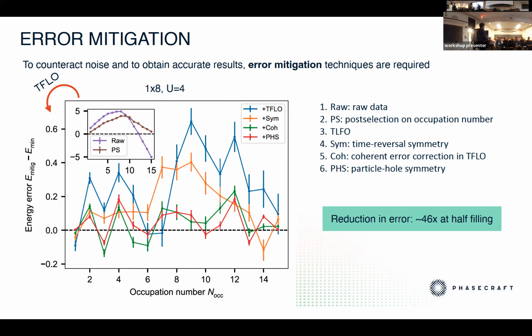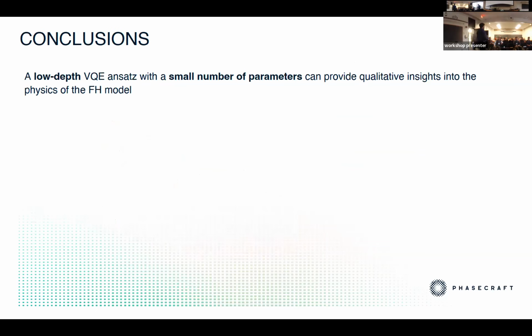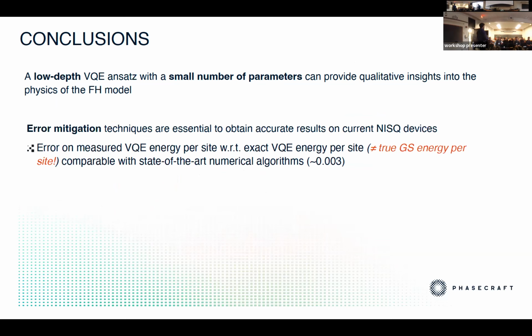without filling, the reduction in the error we obtained is 46x, which is pretty striking, and we'll explain why we managed to achieve such a very nice comparison between exact simulated data and experimental data. So to conclude very briefly, I showed you that, let's say, even with low density ansatz can help us in gaining some insights into the physics of the Fermi-Hubbard model. I showed you how error mitigation techniques are crucial to do that.